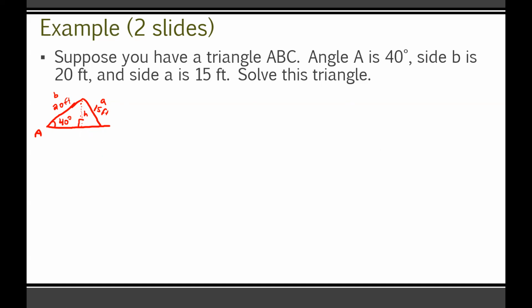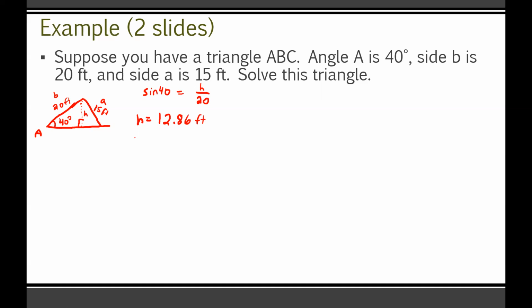That means we have SOHCAHTOA. We can use SOHCAHTOA in a right triangle. So the height is the opposite side. 20 feet is the hypotenuse. Opposite and hypotenuse from SOHCAHTOA is sine. So sine of 40 equals height over 20. We want to solve for that height, so we just need to multiply by 20 on both sides. So 20 times sine 40 gives us 12.86 feet.